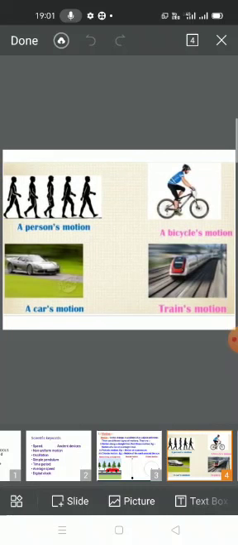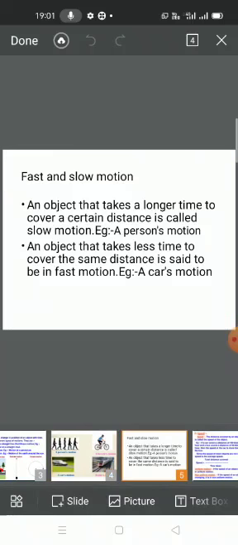If we take the example of a bicycle and that of a train, we can say that the speed of the train is faster. I am using the word speed here. So we are going to talk about the speed in this topic. First of all, we are going to talk about the fast and slow motion and objects that take longer time to cover a certain distance.